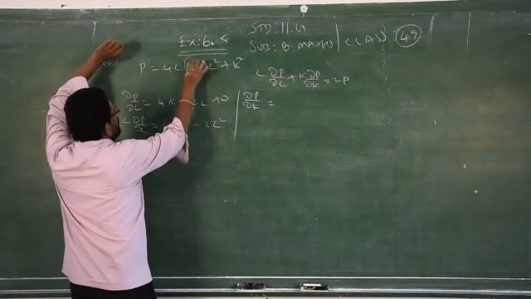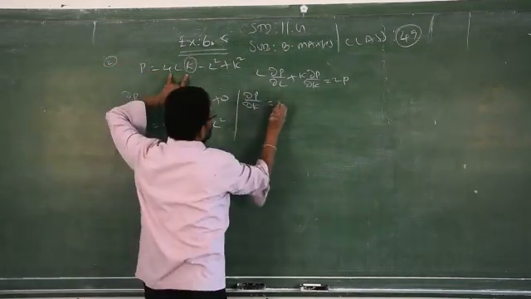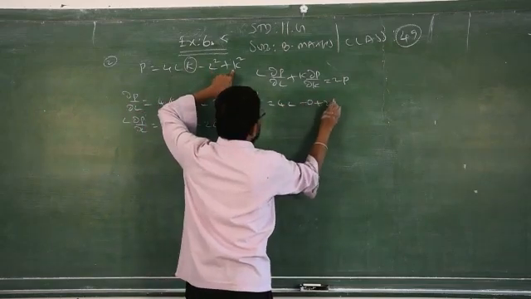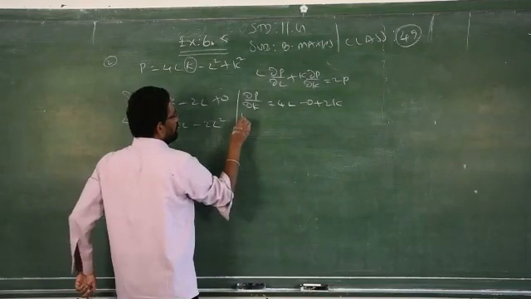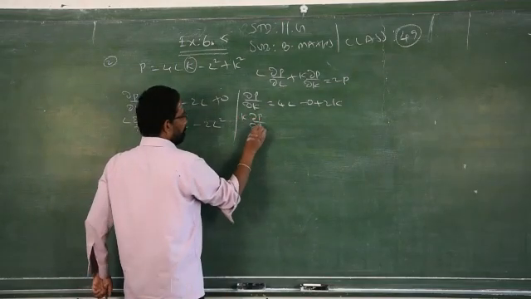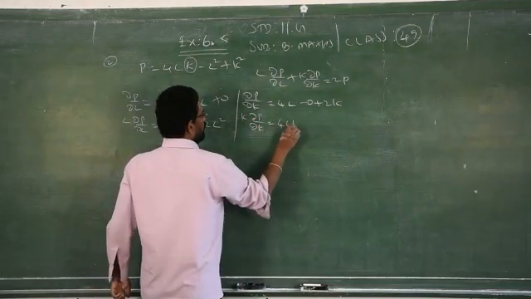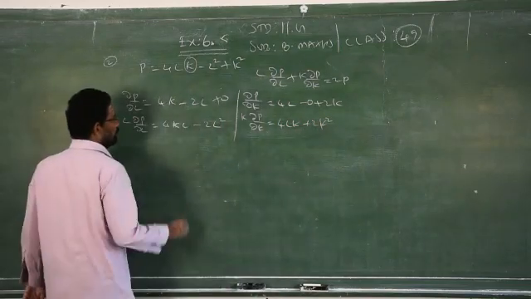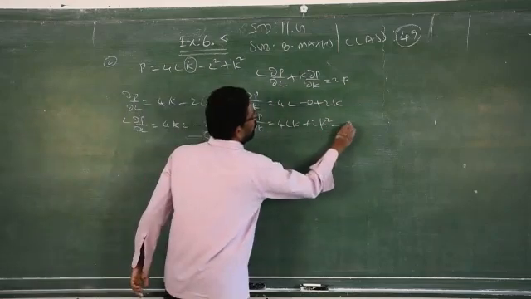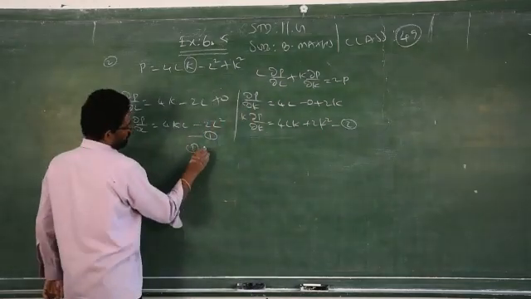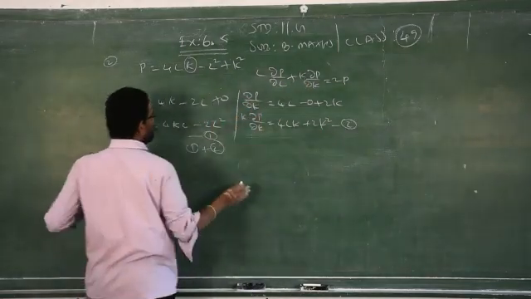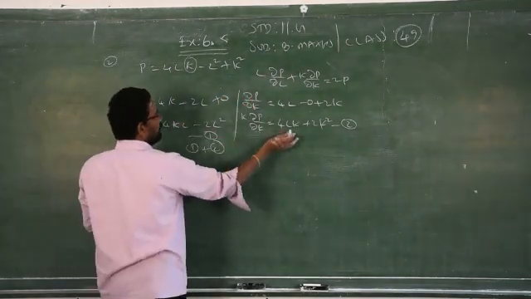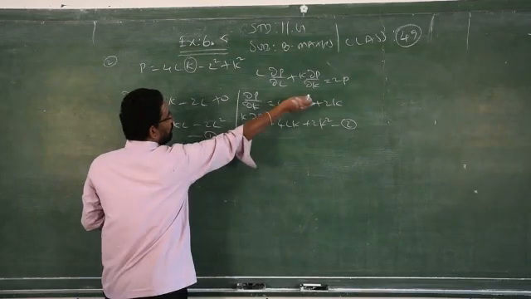Next you have to find dou P by dou K. K is there. When you differentiate K, K will become 1. So we get 4L. There is no K, 0. Here 2K. So just multiply this by K: 4LK plus 2K square. Equation number 1, equation number 2. So 1 plus 2. That is what they asked to prove, isn't it? You have to add both L dou P by dou L plus K dou P by dou K.